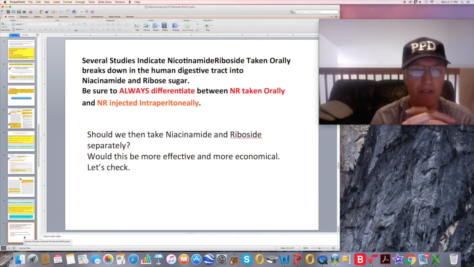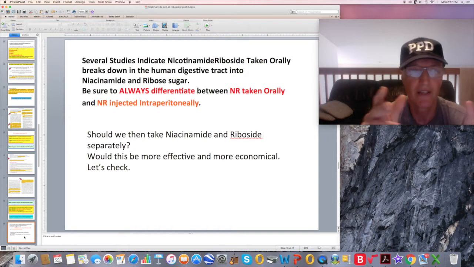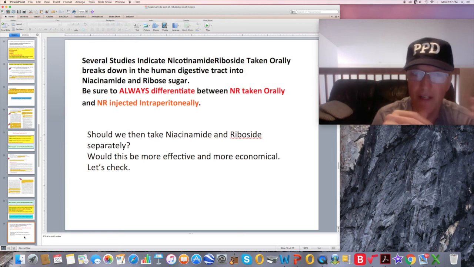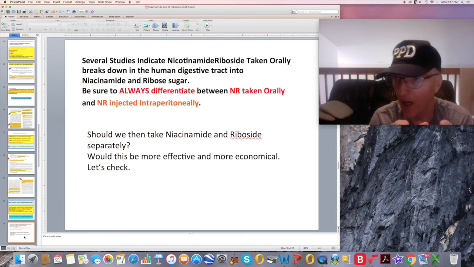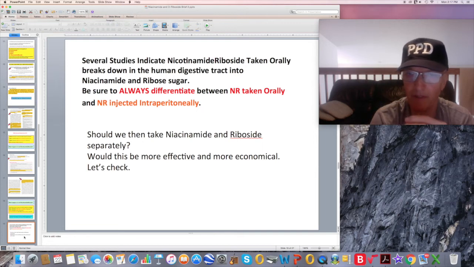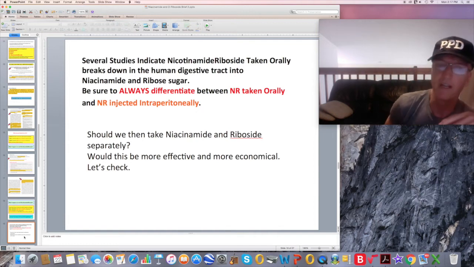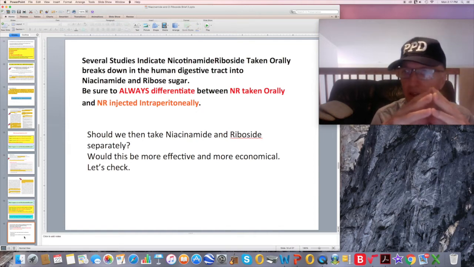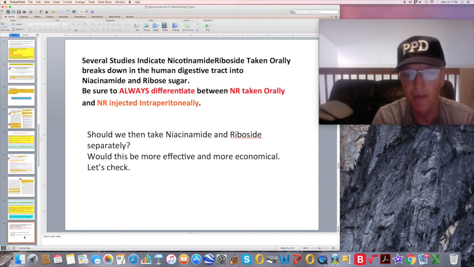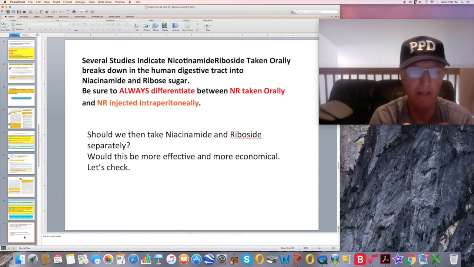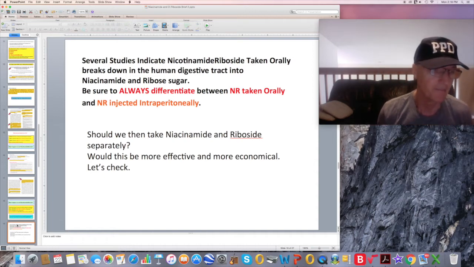Several studies indicate that nicotinamide riboside taken orally breaks down into niacinamide and ribose sugar. And so from this, we want to be sure we always differentiate between the results promised from an oral application and the results promised from when they inject it. So I have another question here. Should we then take niacinamide and riboside separately? We can control the doses between the two and that sort of thing. And it might be more cost effective. So let's just check that.